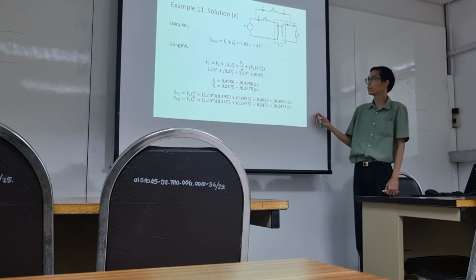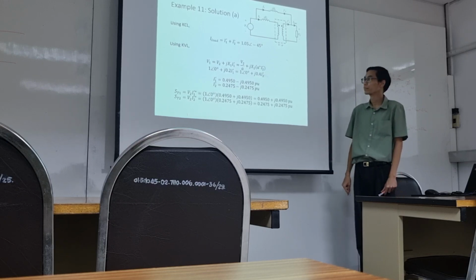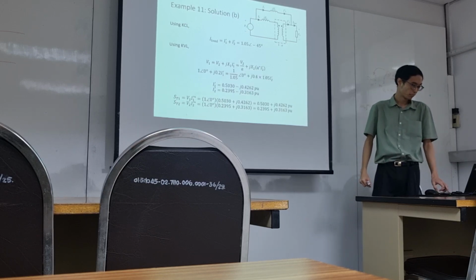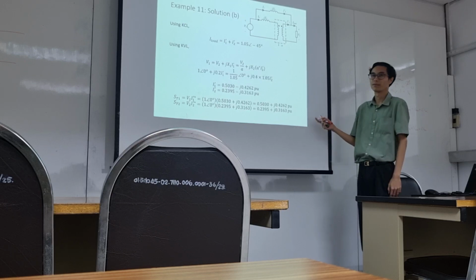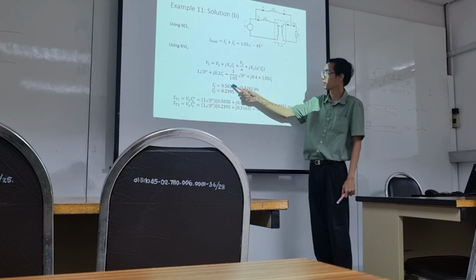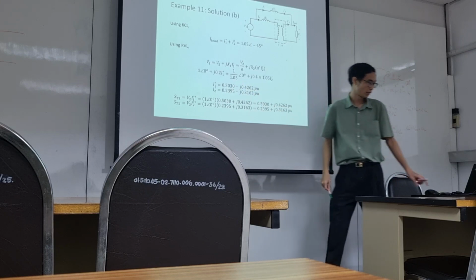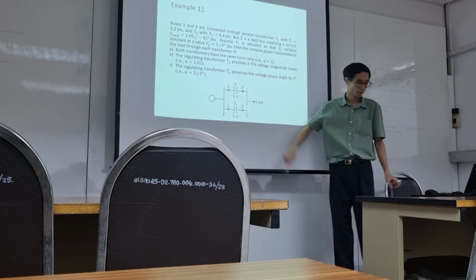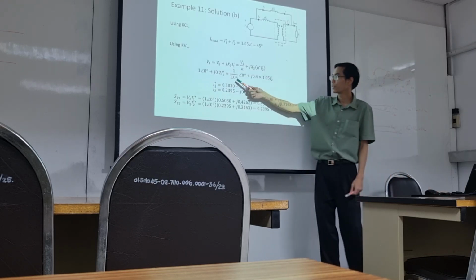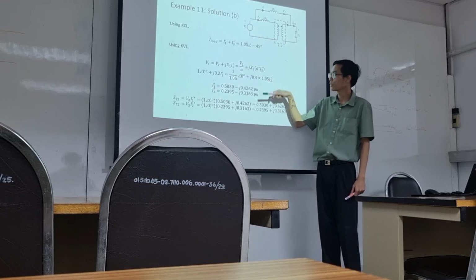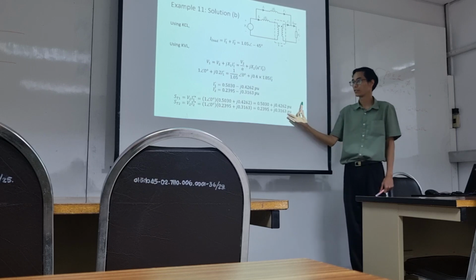So any question for this? Next one, do the same thing, but change A to 1.05. A is 1.05. And A conjugate will be 1.05. Do the same calculation, you get this.